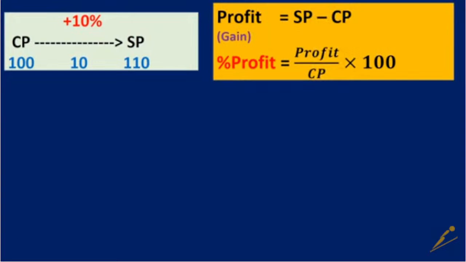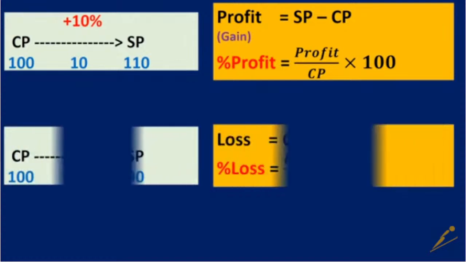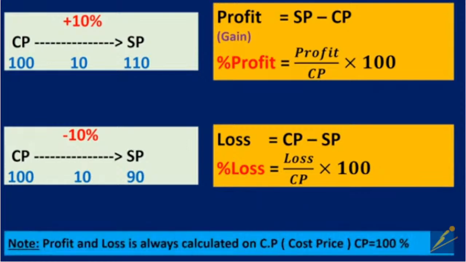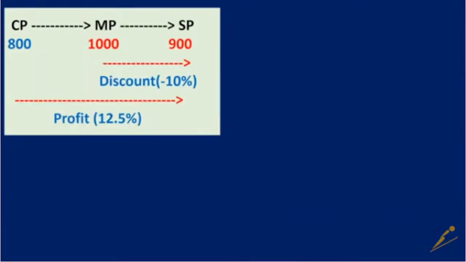The difference between the selling and cost prices represents either a profit or a loss for the seller and is calculated as follows. Profit is calculated as the selling price minus the cost price. The profit percentage is equal to the profit divided by cost price into 100. The loss is equal to the cost price minus the selling price. The loss percentage is equal to the loss divided by cost price into 100. The cost price is always considered as the base or 100% when calculating profit or loss.